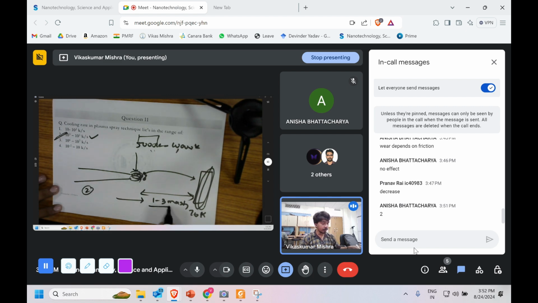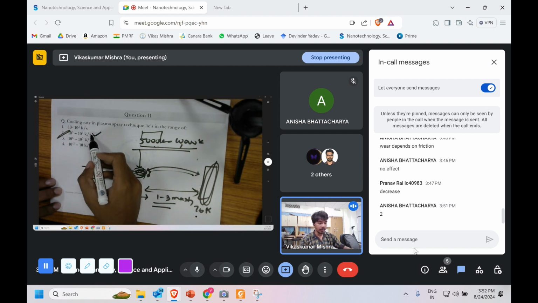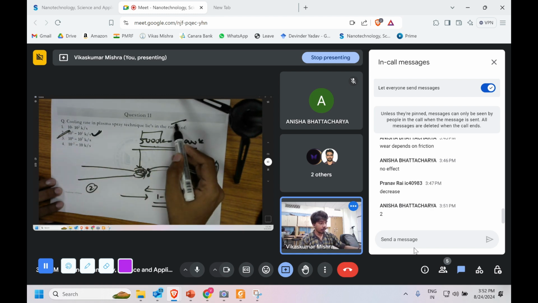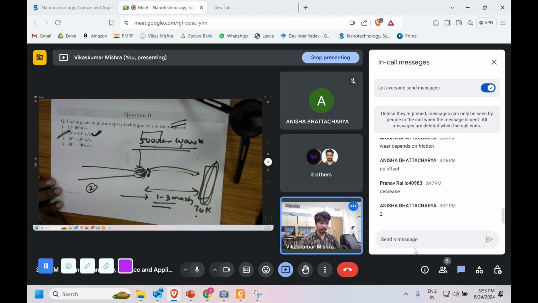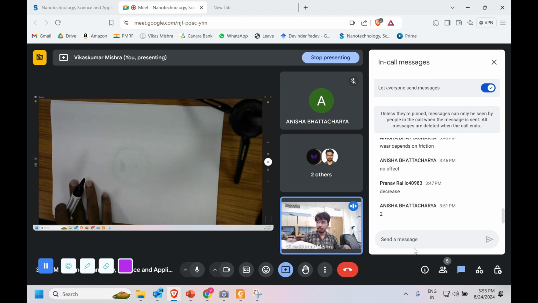Okay, so it is going at this particular rate. It's going very fast. It will cover a small distance in a very fast manner. It will take very small time. So from this particular temperature, it is going to 70 Kelvin, and it will require something around this particular cooling rate. So that is what question number 11 is. Okay, let's move to the next question, question number 12.